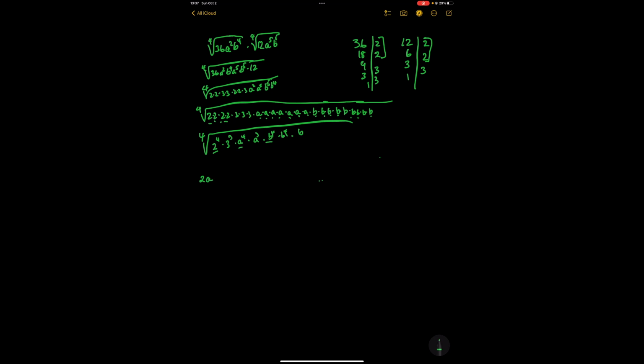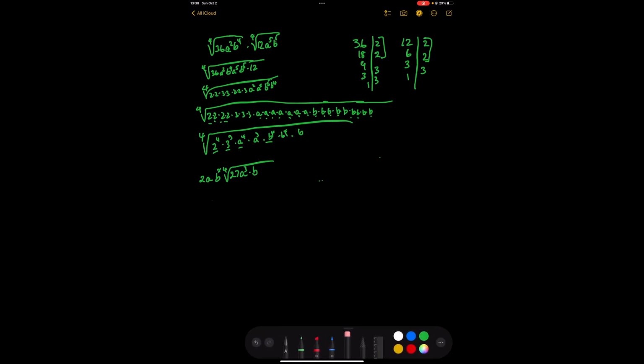a times b times b will be b squared. And we have the fourth root of what's left. We have 3 cubed, which is 27, times a cubed times b.